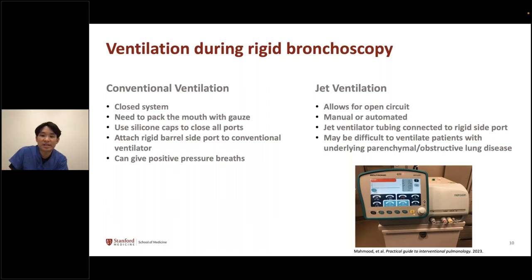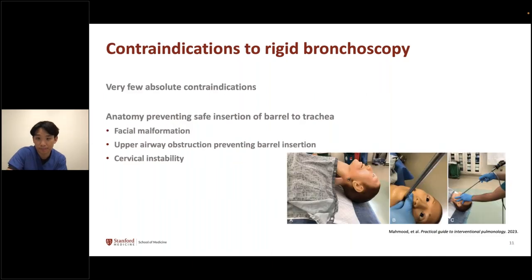The challenging part is that if patients have underlying parenchymal lung disease or obstructive lung disease, then it may be difficult to ventilate and keep the FiO2, the oxygen level, up throughout the procedure.